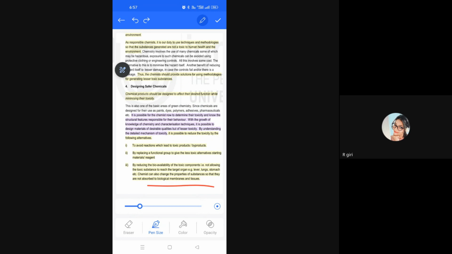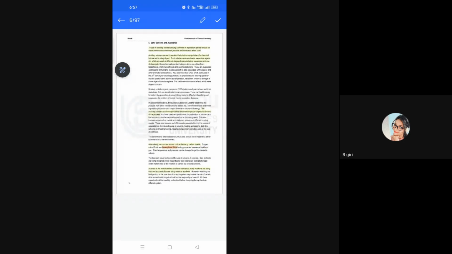Suppose some toxic substance will affect our eye, affect our nose. So if we cover the eye and our nose during the reaction period, then the harmful effect to the body will decrease. This type of phenomenon we can adopt.